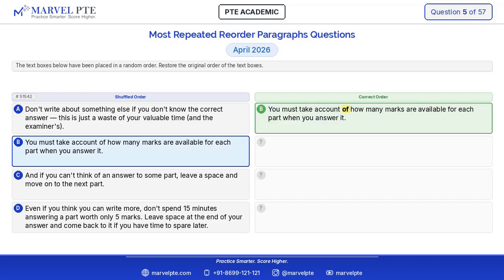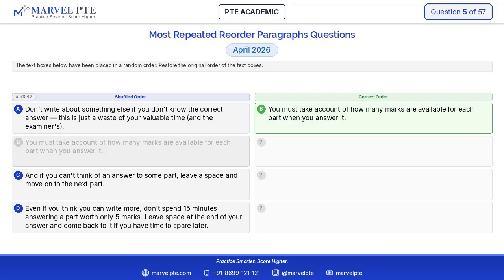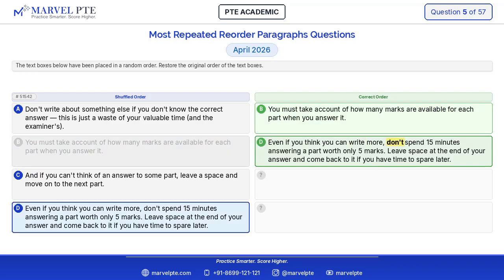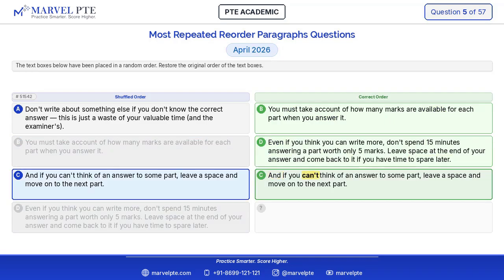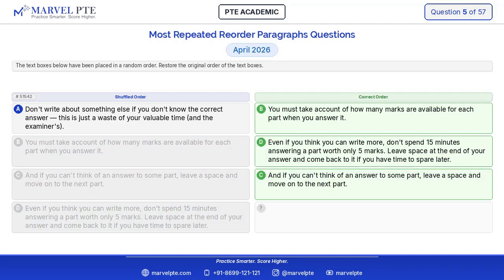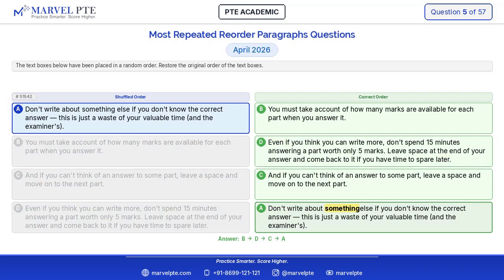You must take account of how many marks are available for each part when you answer it. Even if you think you can write more, don't spend 15 minutes answering a part worth only 5 marks. Leave space at the end of your answer and come back to it if you have time to spare later. And if you can't think of an answer to some part, leave a space and move on to the next part. Don't write about something else if you don't know the correct answer. This is just a waste of your valuable time and the examiner's.